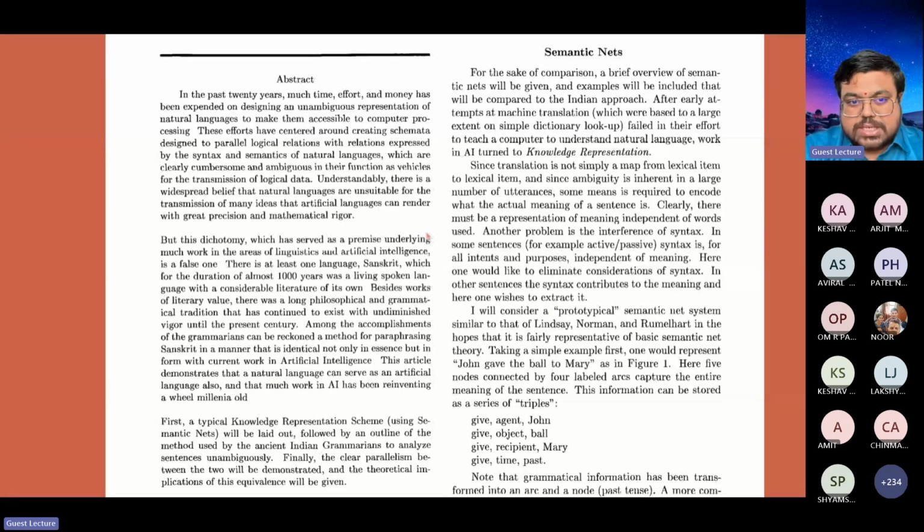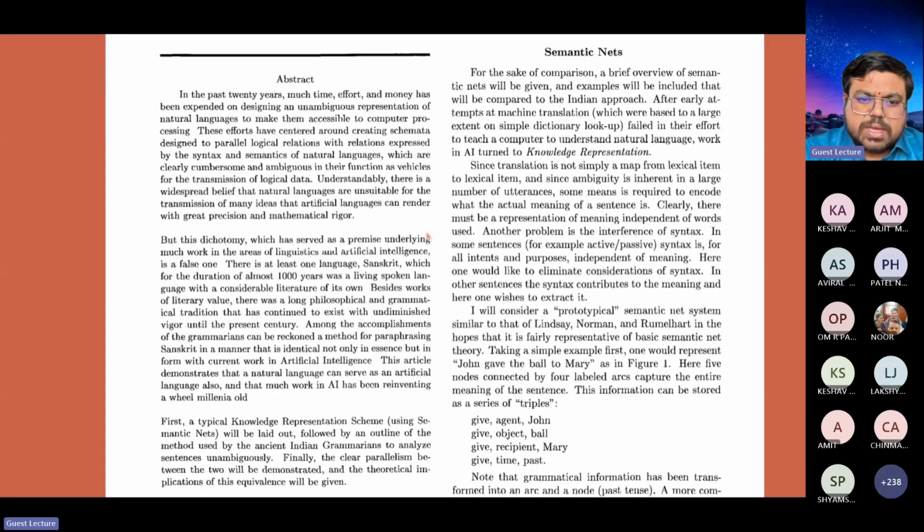But Rick Briggs says, in his own words, here you can see, there is at least one language, Sanskrit, which for the duration of almost 1,000 years, well, he knows of 1,000 years, but we know that it is more than 5,000, 6,000 years, was a living spoken language with a considerable literature of its own. Besides works of literary value, there was a long philosophical and grammatical tradition that has continued to exist with undiminished vigor until the present century.